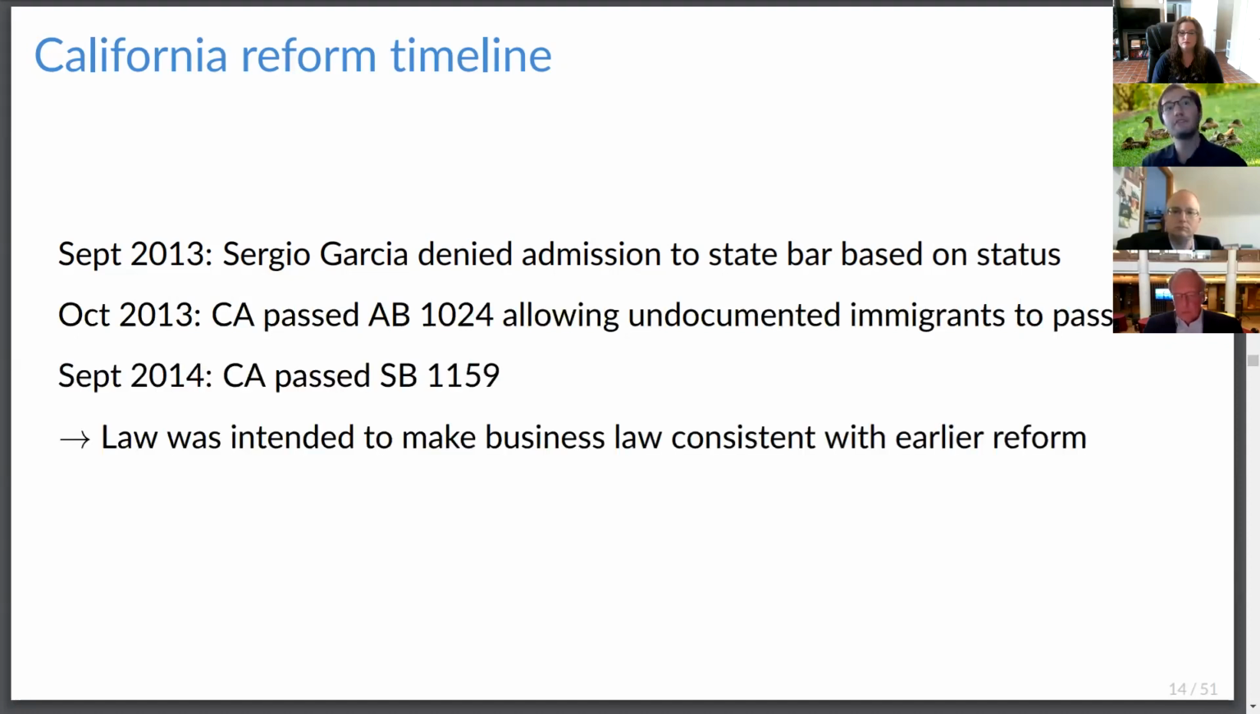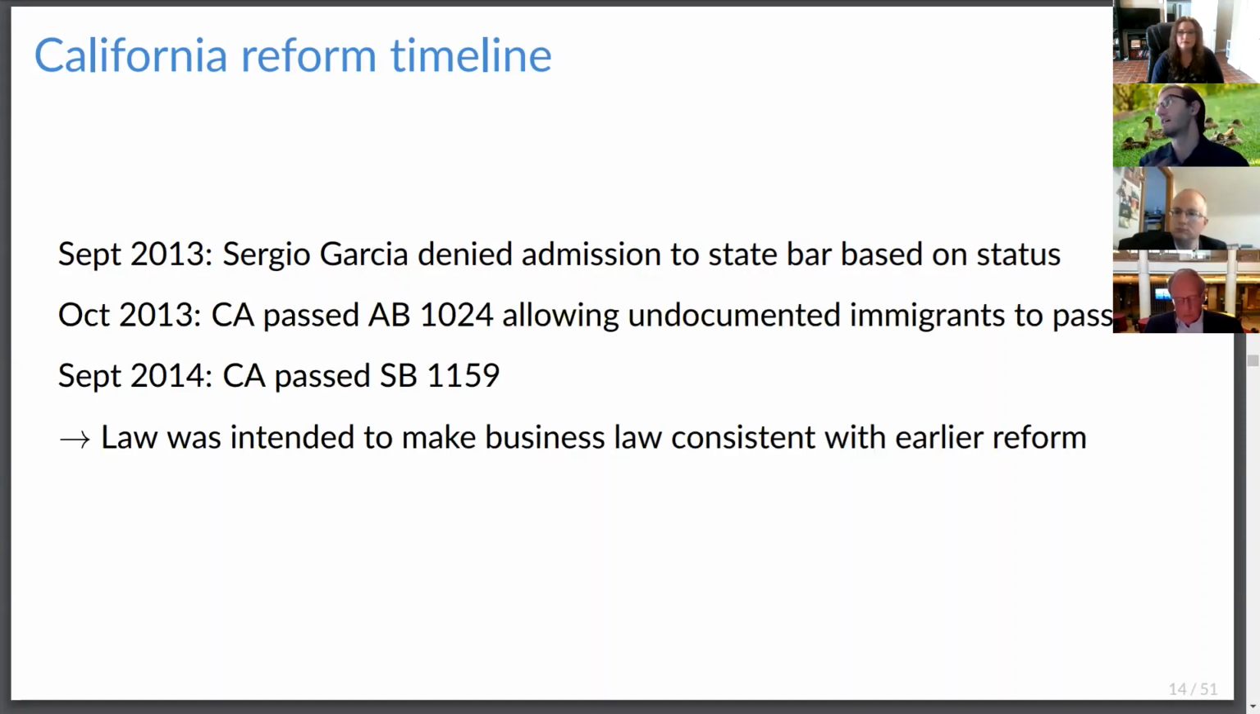A year later, the policy that I'm looking at was passed. My argument is that this law was intended to make business law consistent with this earlier reform. And so I'm arguing that the earlier reform seems pretty random.